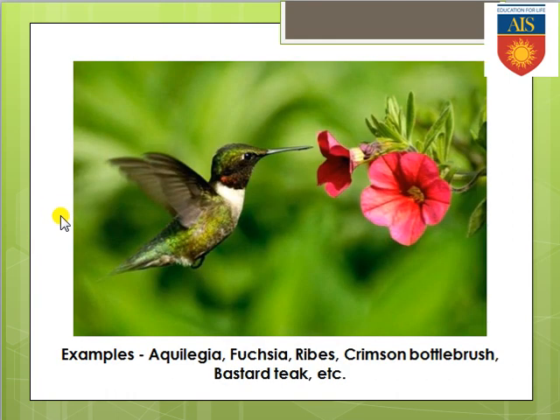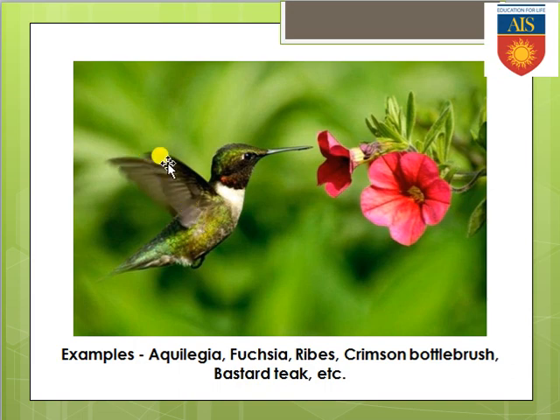Here you can see examples of flowers which are pollinated by the help of birds. Aquilegia, fuchsia, ribes, crimson bottlebrush, bastard teak. These are the plants which are commonly pollinated by the help of birds. Okay, so here in this figure you can see the example of the hummingbird. This is a bird which also helps in the pollination process. So these are overall the types of flowers based on the different pollinating agents, and obviously the biotic pollinating agents. Based on that we have differentiated the flowers.